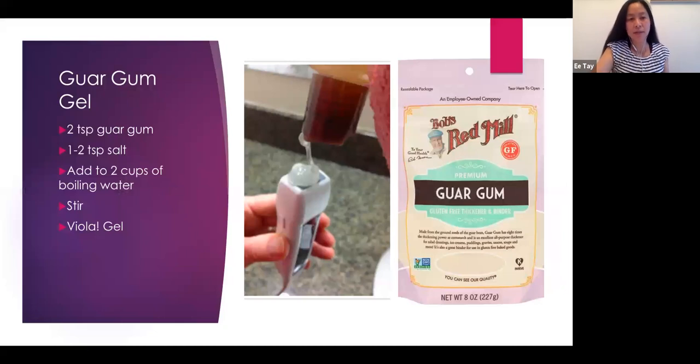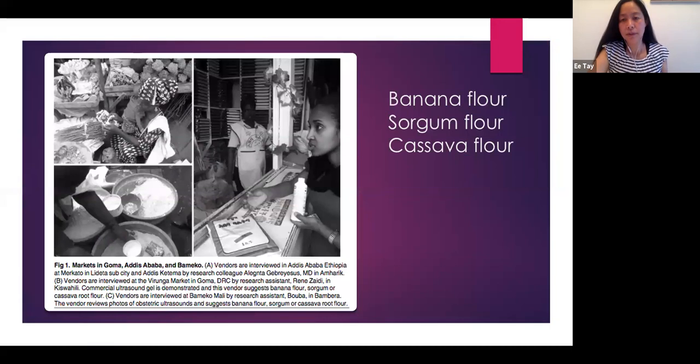The other thing that you can use is the guar gum gel. Again, you mix it with water, and people put salt in it because salt acts almost like a stabilizer. It'll last a little bit longer if you put some salt in it. And if you're at an area where you have access to any flour really, the banana flour, the sorghum flour, and the cassava flour are fairly inexpensive at different markets. And then you can use that to make your ultrasound gel.